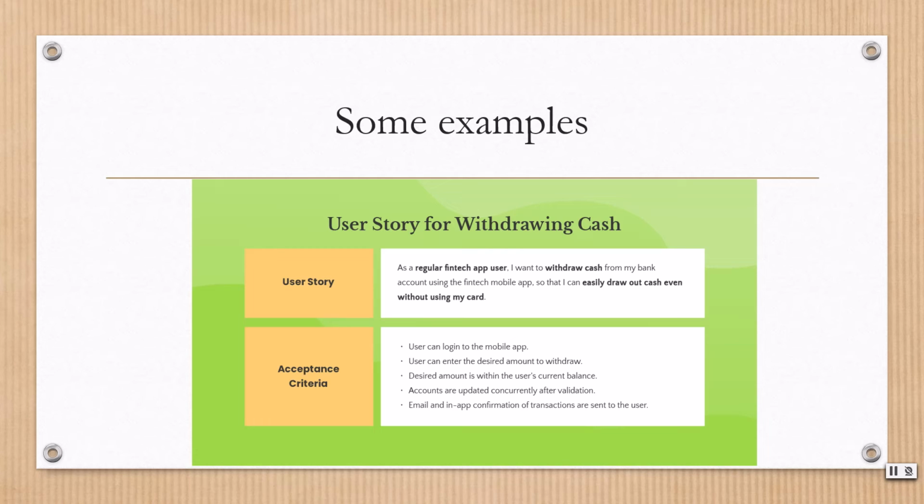As you can see, this one is also quite easy for you to know which part the developers can finish together, and also which part the QC needs to cover. They need to test the login, they need to test entering the desired amount, they need to test that the desired amount is within the current balance. If it's more than the current balance, then what should happen? And the email and in-app confirmation will be sent to the user after it finishes, something like that.